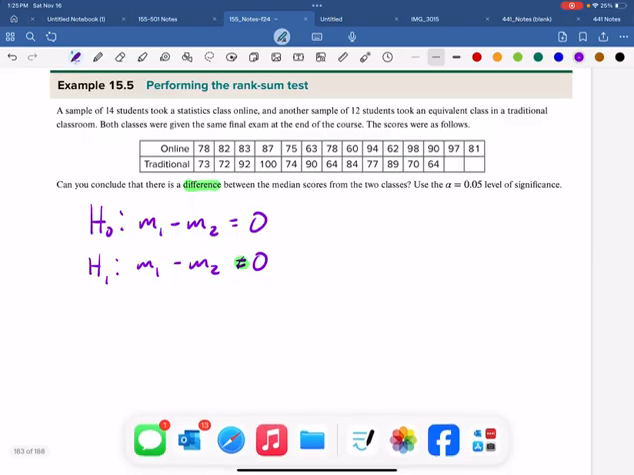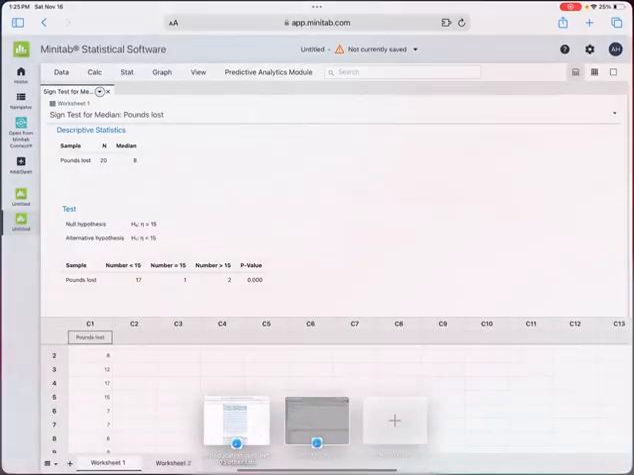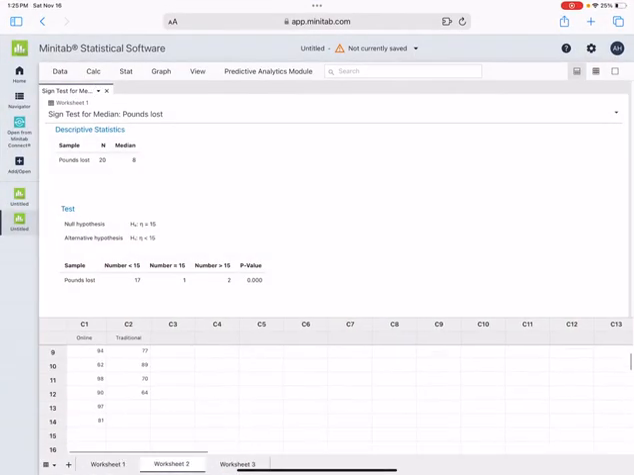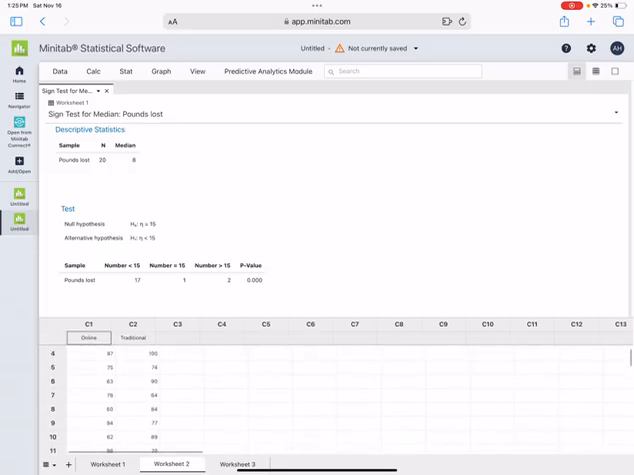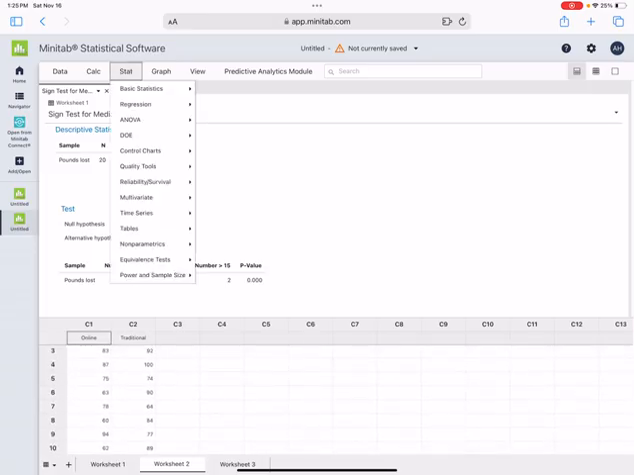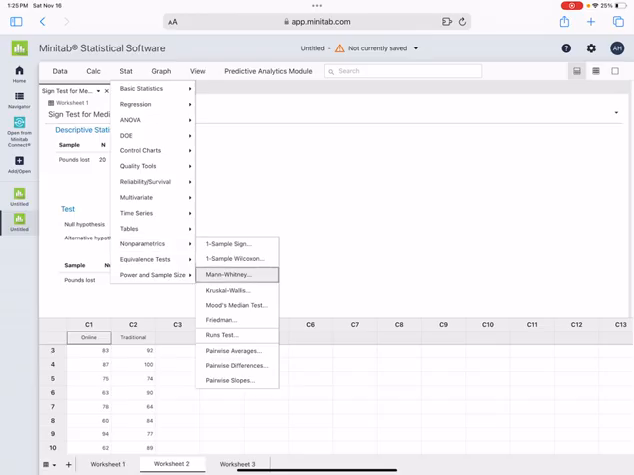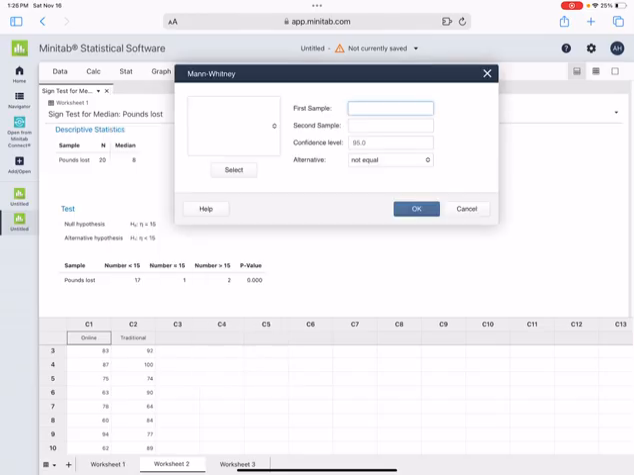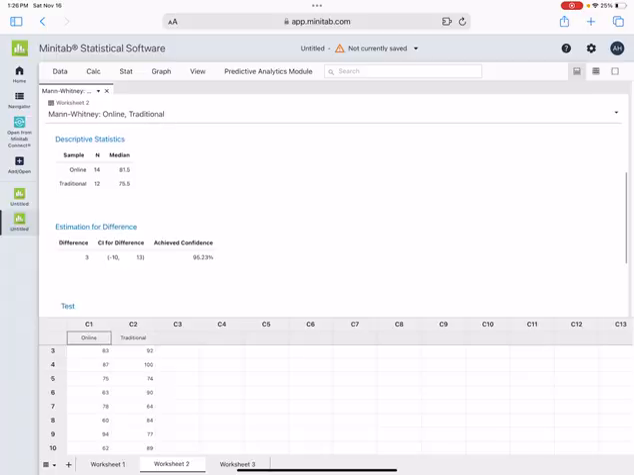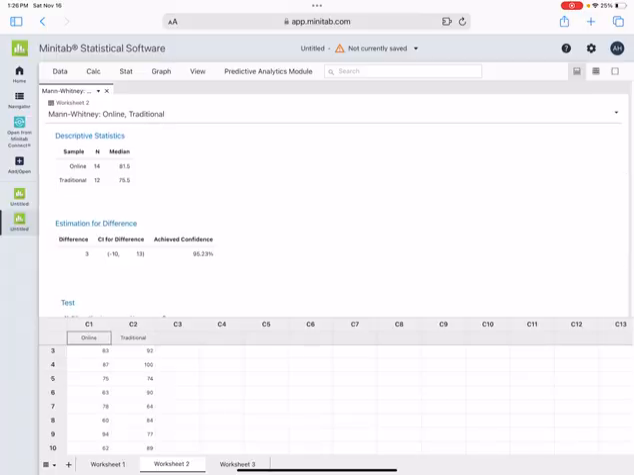So we do this test. We go to Minitab. I went ahead and entered all the data, 14 points for online, 12 for traditional. Stat, nonparametrics, we're going to do Mann-Whitney. First sample, we'll do online. Second sample, we'll do traditional. Here we will just keep the confidence level at 95 because they used a 0.05 significance level. For the alternative, we keep it at not equal, because they just asked for a difference.